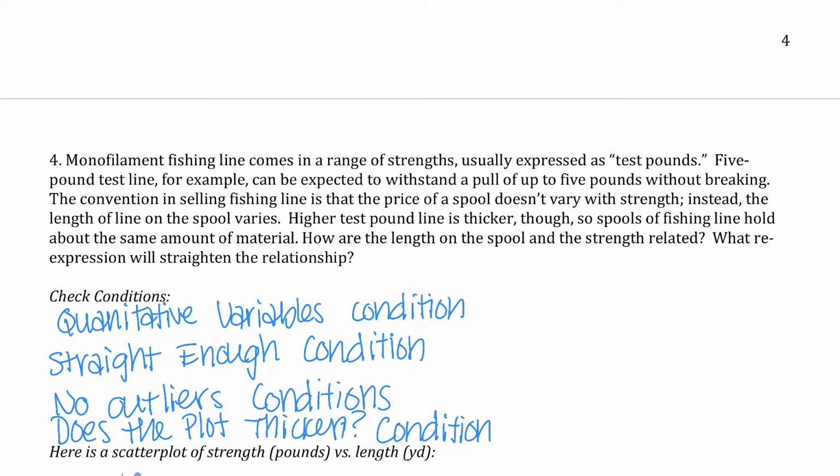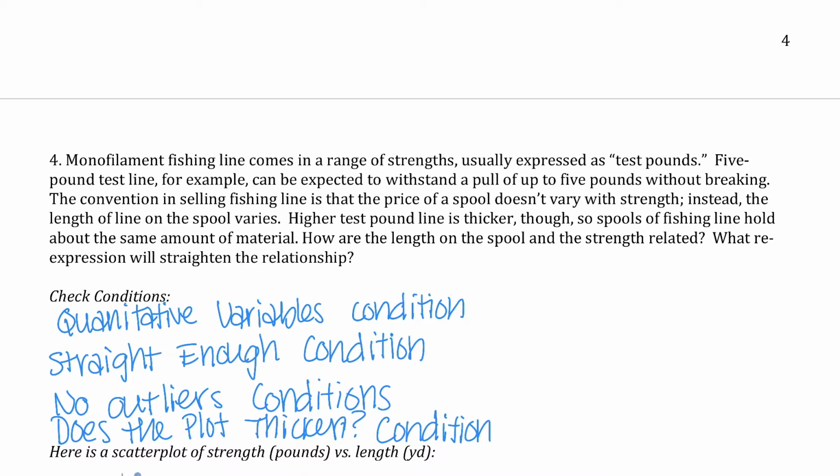So it says monofilament fishing line comes in a range of strengths, usually expressed as test pounds. A 5 pound test line, for example, can be expected to withstand a pull of up to 5 pounds without breaking. The convention in selling fishing line is that the price of a spool doesn't vary with strength. Instead, the length of the line on the spool varies. Higher test pound line is thicker though, so spools of fishing line hold about the same amount of material. How are length on the spool and strength related? What re-expression will straighten the relationship?